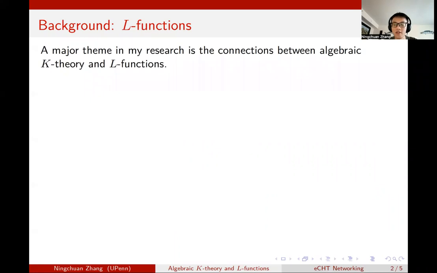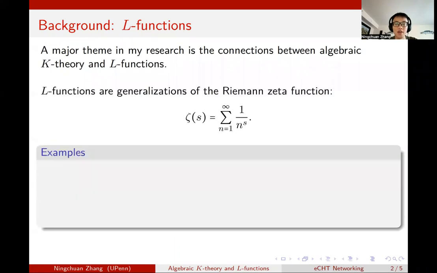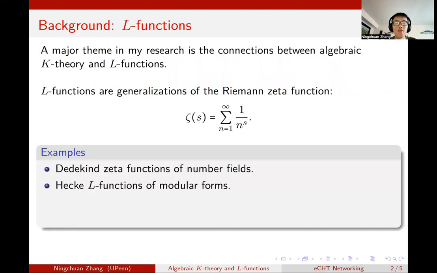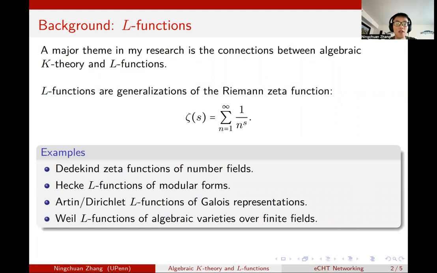I'll start with L-functions. L-functions are generalizations of the Riemann zeta function. Examples of them include the Dedekind zeta functions of number fields, the Hecke L-functions of modular forms, the Artin or Dirichlet L-functions of Galois representations, and the Weil L-functions of algebraic varieties over finite fields. As you can see from the definition and examples, the study of L-functions touches many different areas of mathematics, including complex analysis, number theory, representation theory, and algebraic geometry.